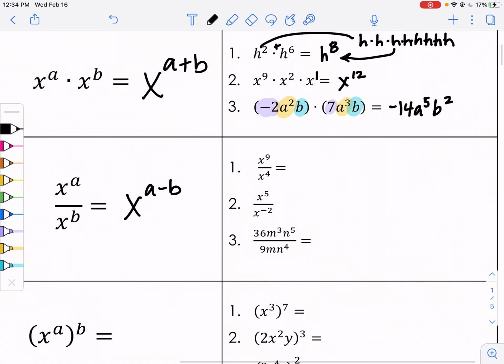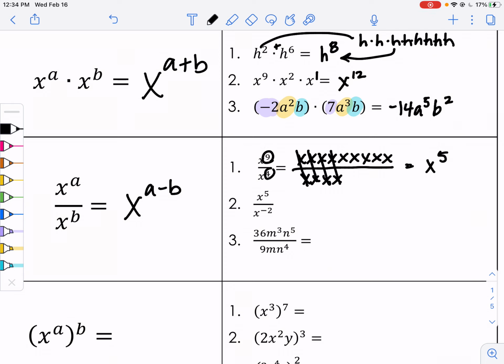I'll show you one that is condensed here. We have x, x, x, x, x, x, x, x, x, 9 x's over 4 x's. We know x divided by x is 1, 1, 1, and 1, and we're left with x to the 5th power. So we have 5 x's there. We could have done the same thing by just subtracting 9 minus 4 and getting 5. That's where those rules are coming from.